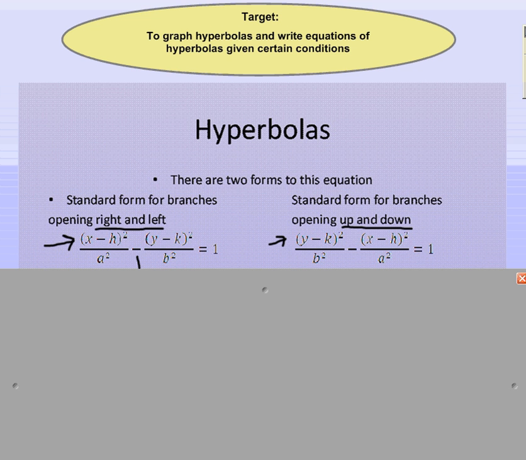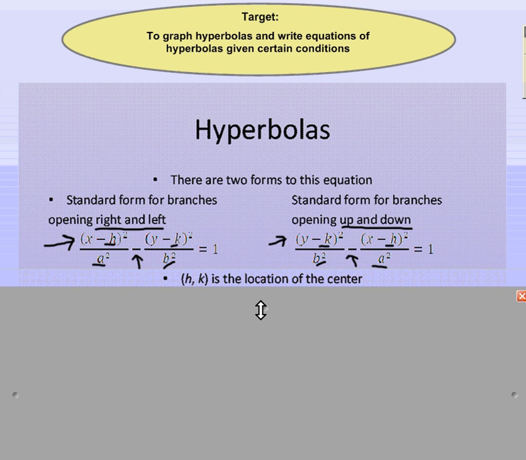Other key features to a hyperbola is it is subtraction. That's why the order matters. Subtraction is not commutative. Notice the h and k are still attached. H is attached to x like it always is. K is attached to y like it always is. So when you're finding your hk, which will be your center, look for those values. Also, a is always under our x. A represents how far right and left from the center, like an ellipse. B is under our y, like an ellipse, representing how far up and down.